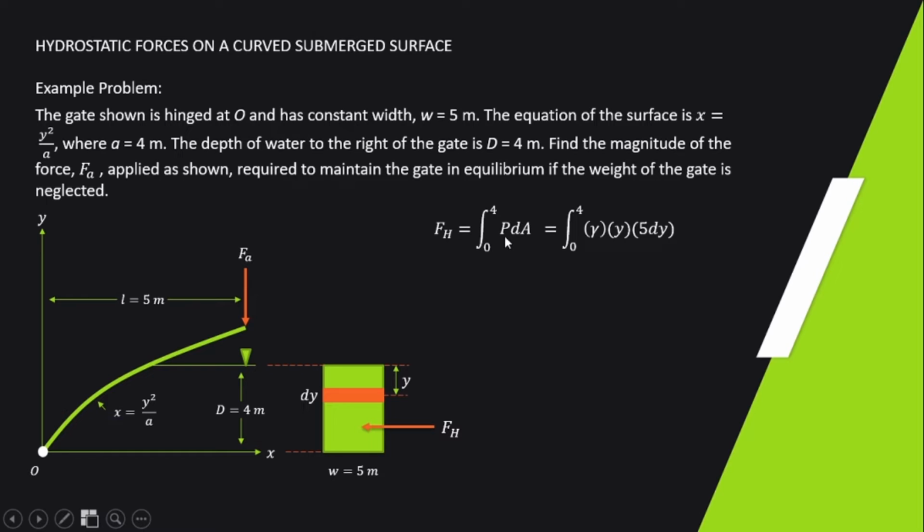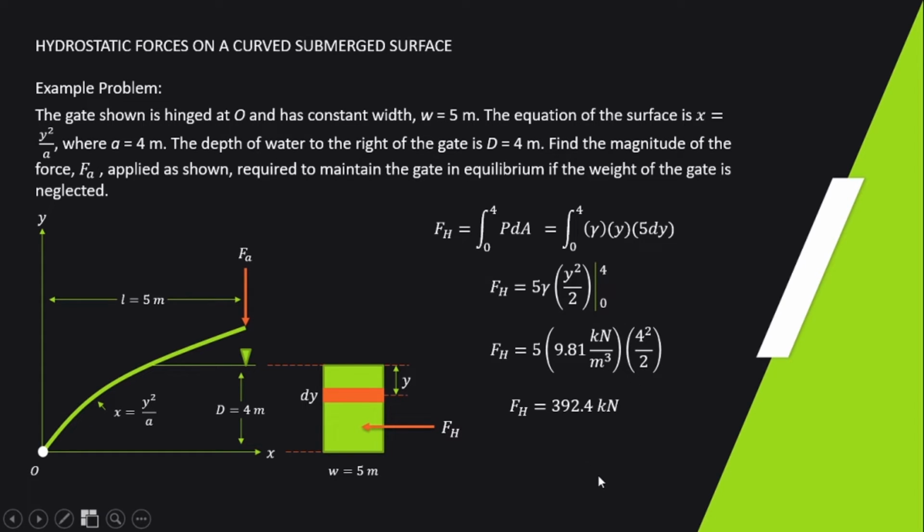The pressure is equal to the unit weight of the fluid times y, since h bar is from the centroid of the strip to the water surface. Times the differential area, which is differential y times its length of 5, so 5 meters times dy. Integrating, we have 5 times the unit weight of the fluid times y squared over 2 from 0 to 4. Substituting, 5 times 9.81 kilonewton per cubic meter times 4 squared over 2, which gives the same 392.4 kilonewtons. You can pause the video and calculate to check if 392.4 kilonewtons is correct.